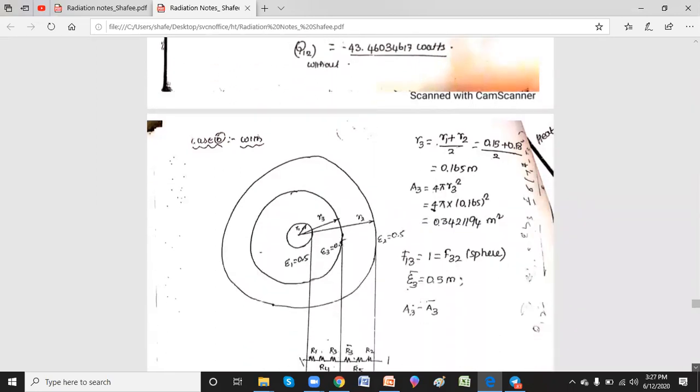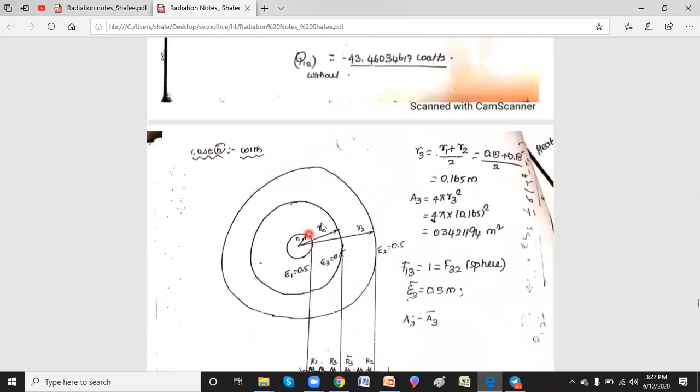The heat transfer is minus 43.4046 watts. Okay. Now the second case in the same problem, see the diagram. Instead of having just R1 and R2, one more spherical wall is added, which is at a radius of R3. Where is R3? It is exactly in between, that is R1 plus R2 by 2. So the radius R3 is outer plus inner by 2, around 0.165 meters. And the surface area of the spherical wall in between is 4 pi R3 square.